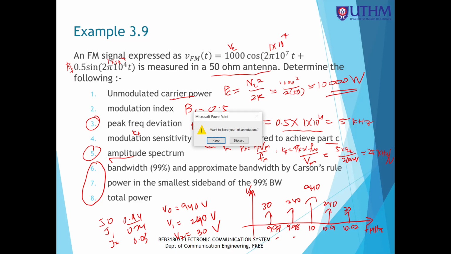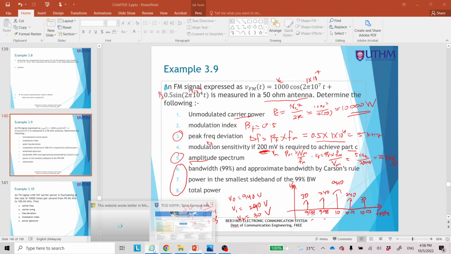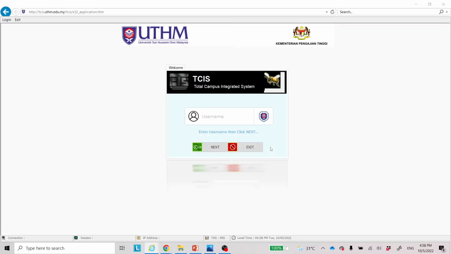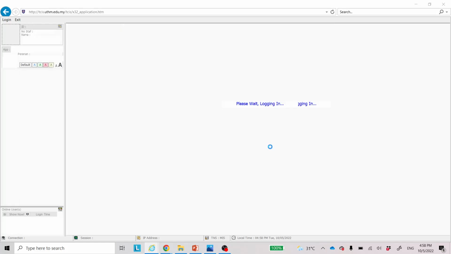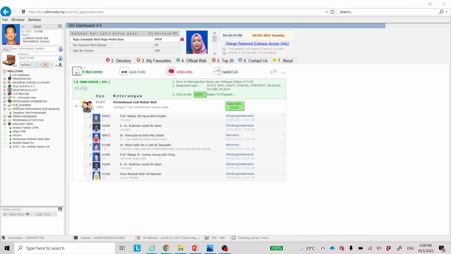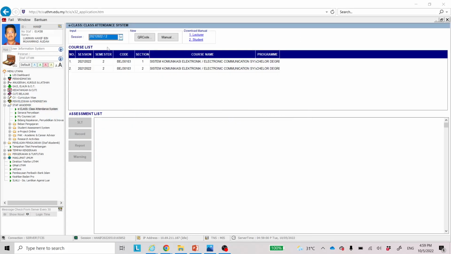So that's all for today. You can open your QR code reader to take the attendance, and then you can go out to anywhere you like. So open your QR code reader and take the attendance.